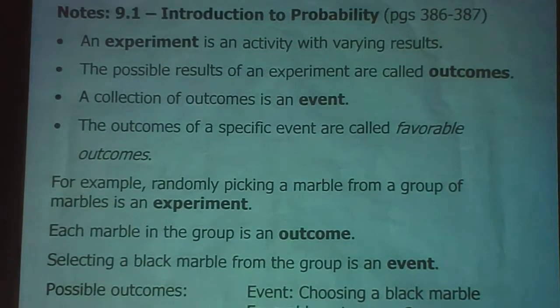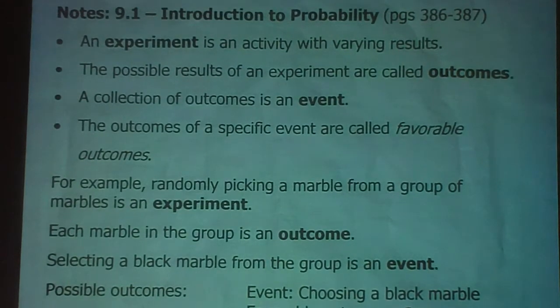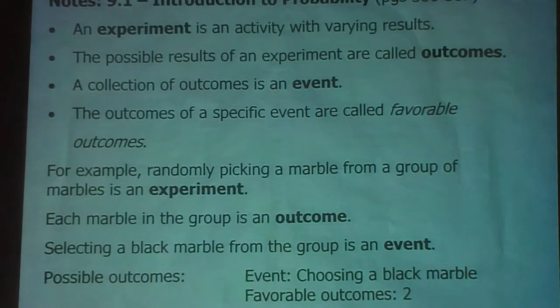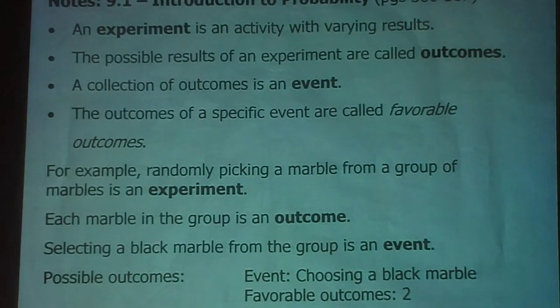A few things about probability. First of all, an experiment is an activity with varying results. Think of rolling a dice. There are many different results you can get. Flipping a coin, there's 2 results you can get. That would be an experiment. The possible results of an experiment are called outcomes. So think of flipping a coin. The possible outcomes are heads or tails, of a dice, 1 through 6. A collection of outcomes is an event. The outcome of a specific event are called favorable outcomes.